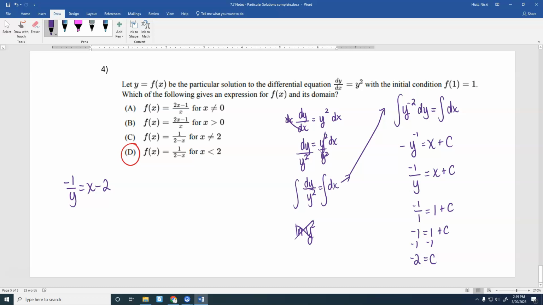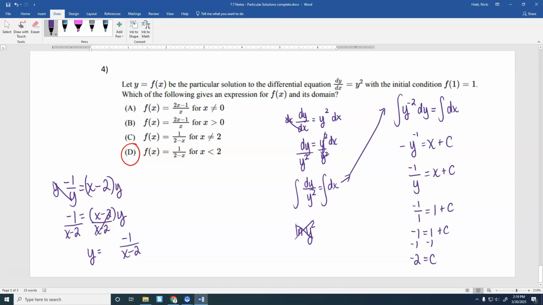Okay. Now we need to solve for y because all of these equations are solved for f of x, which is like your y. So what should we do? Can't solve for y while it's in the bottom, so you got to multiply by y. Make sure you put some parentheses right there. So negative 1 equals x minus 2 times y. And then divide x minus 2. So we're getting y equals negative 1 over x minus 2, which is not an answer choice here for this one.